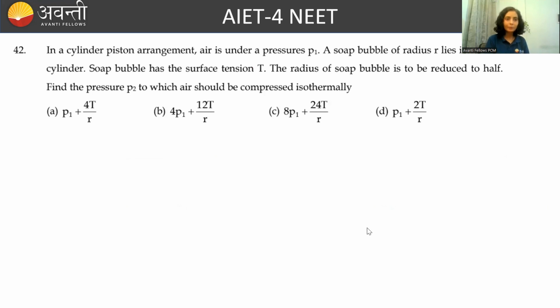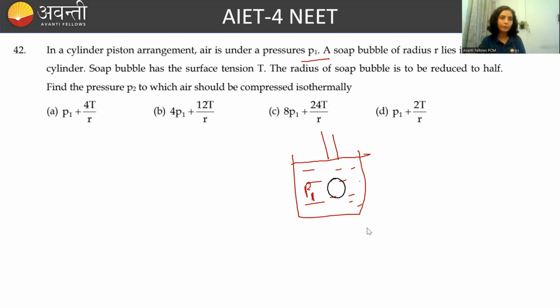Now, most probably, this is the last question. Okay, let's do it now. In a cylindrical piston arrangement, air is under a pressure P1. ठीक है? So, there is a piston, there is air. यहाँ पे कुछ piston होगा, अंदर air है, and air pressure inside is how much? P1, and a soap bubble of radius R. There is also a soap bubble inside of radius R.